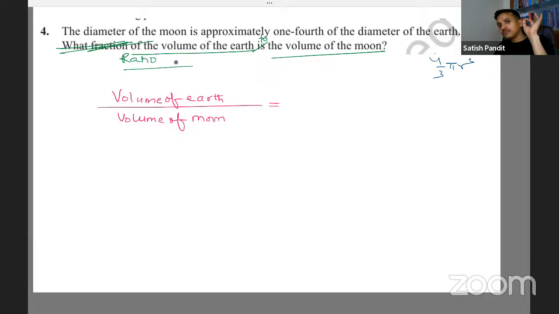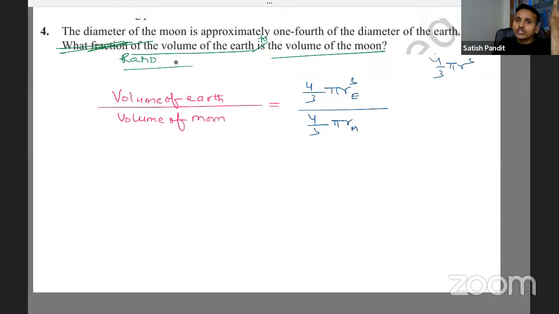Now see, both Earth and Moon have different radius because diameter is different. So I'll use notation. I'll say volume of Earth is 4 by 3 pi Re, that is radius of the Earth cube, and 4 by 3 pi radius of the Moon cube. 4 by 3 and pi get cancelled. So to find the ratio, we just have to find the ratio of the radius of the Earth and the Moon, both in cube.